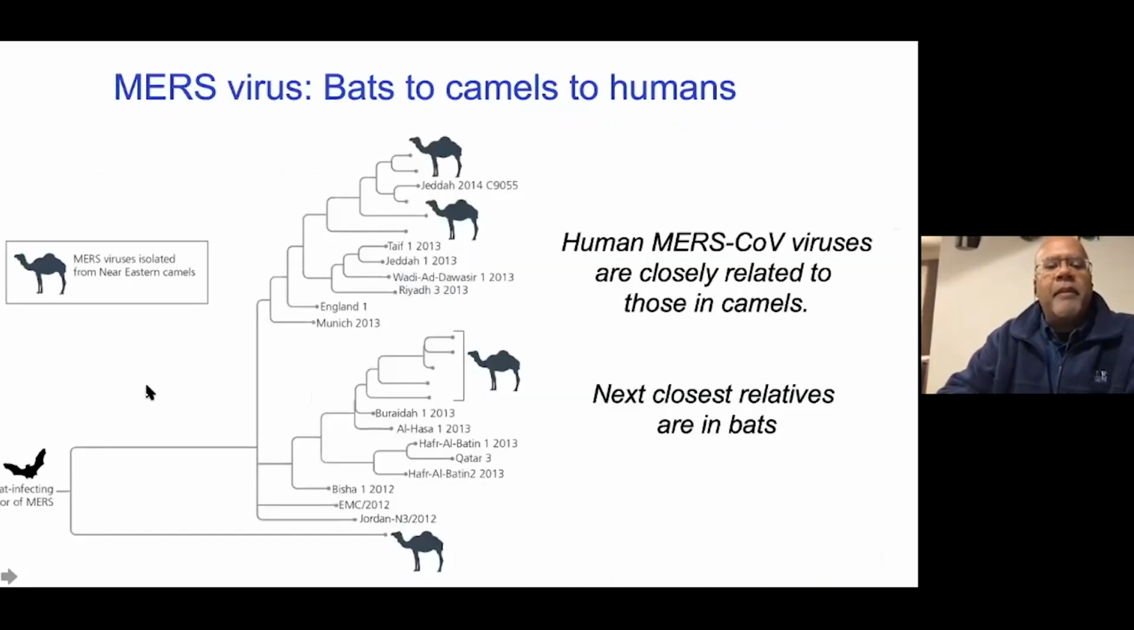Where did this come from? Again, we turn to phylogenetic evidence. Human MERS coronaviruses seem to be very closely related to those in camels.